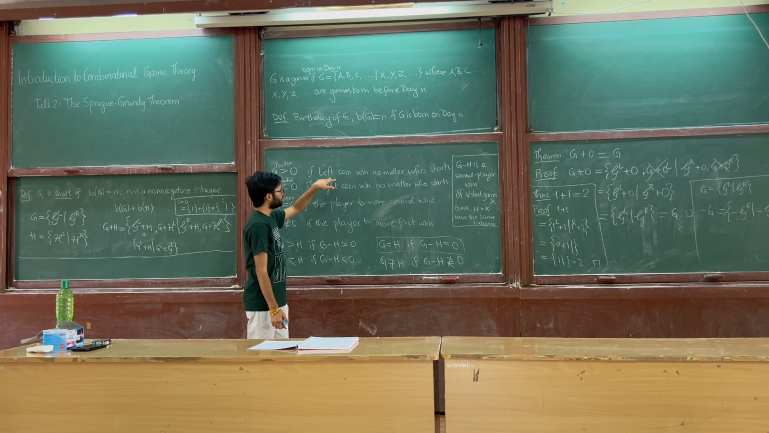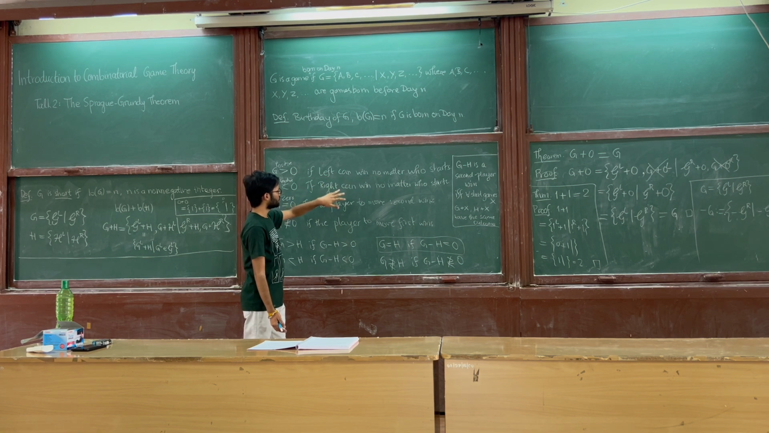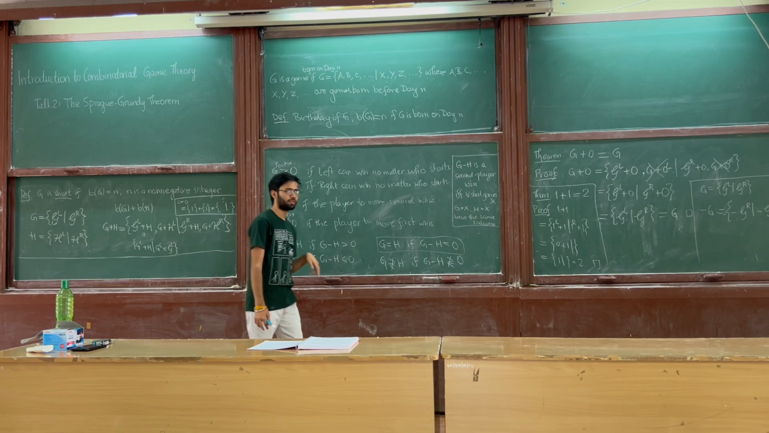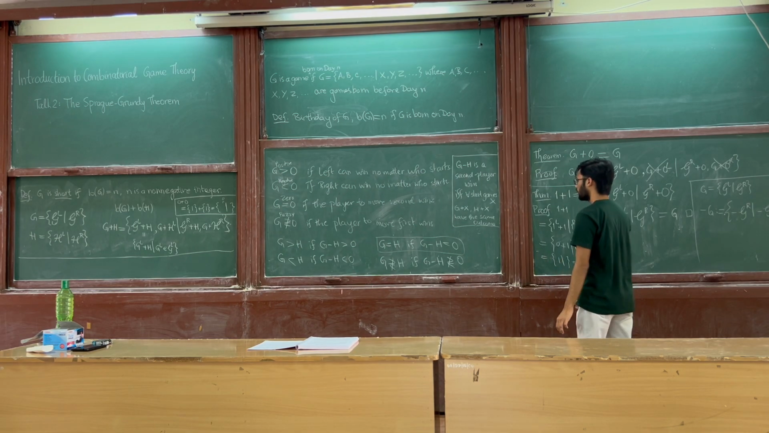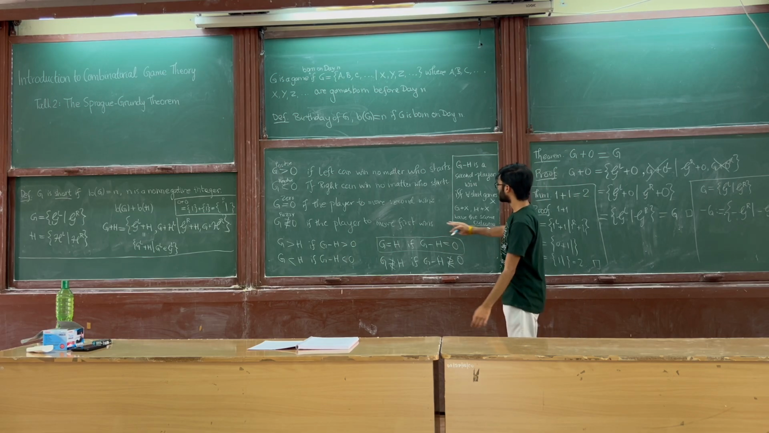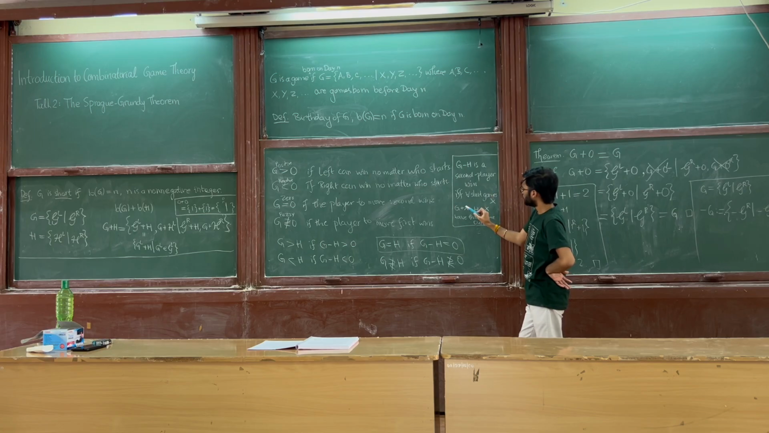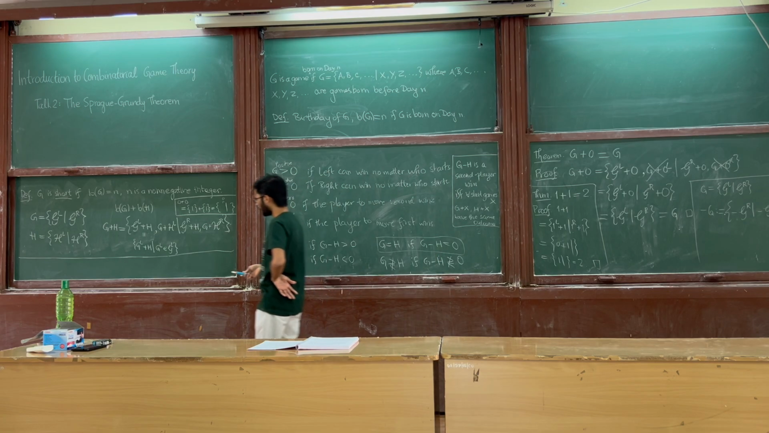For any short game, one of these will happen: either Left can win no matter who starts, or Right can win no matter who starts, or the second player to move wins, or the first player to move wins. So outcome is just one of these four possibilities, and then G minus H is a second player win if for all short games X, G plus X and H plus X have the same outcome.